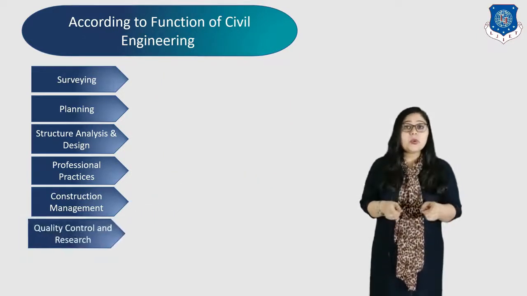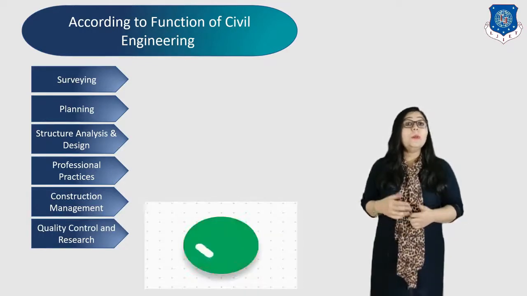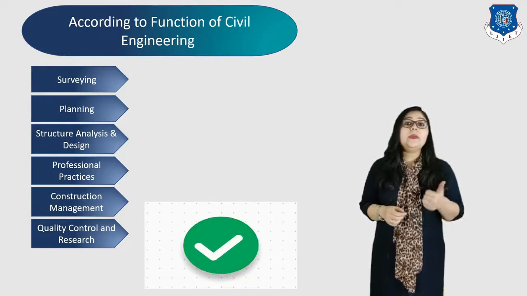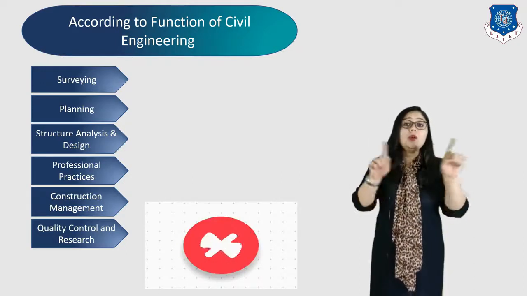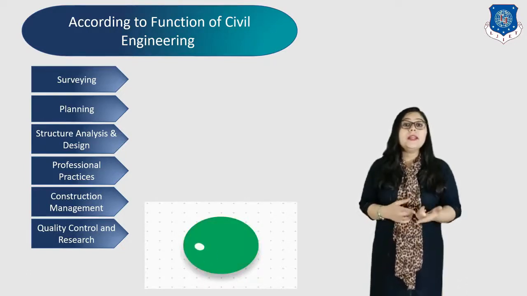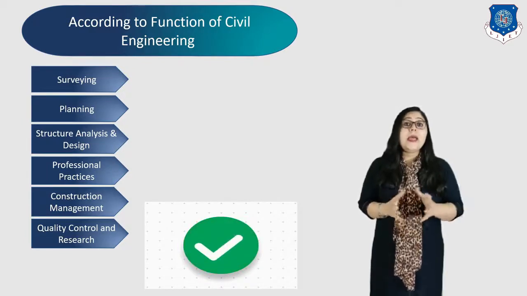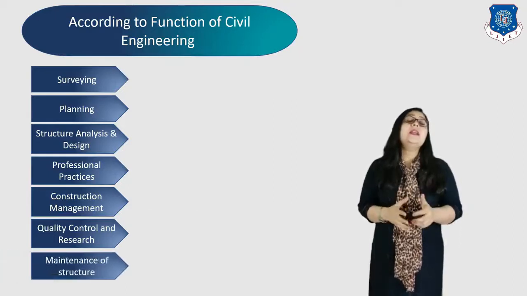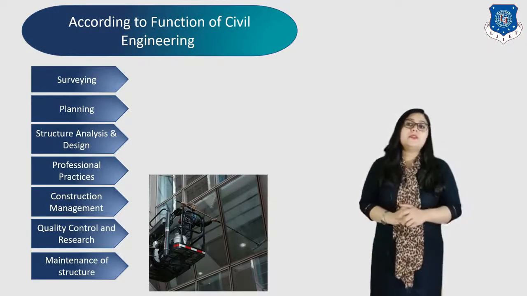Now, next is quality control and research, which is carried out before and during construction. Before construction, we have to find the best possible materials or methods which are cost effective in the overall project. And during construction, we have to assure the qualities and properties of materials or construction execution as per standard or not. And the last is maintenance of structure, which is carried out after completion of construction.